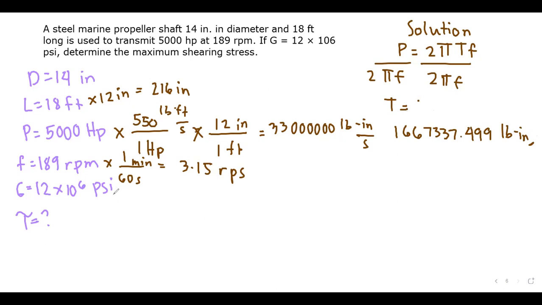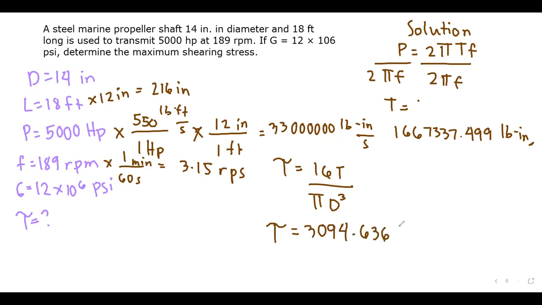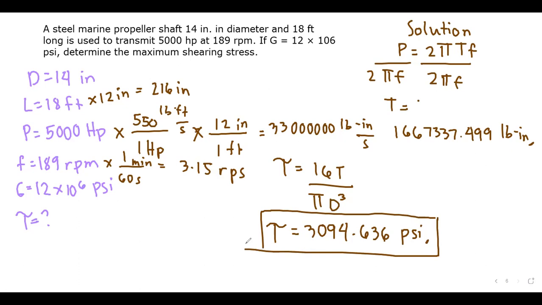Ano ba yung formula ng maximum shearing stress natin? So, technically guys, let's say na yung propeller shaft natin, hindi yung mismong propeller, okay? Yung shaft lang. Of course, yung propeller shaft natin is a solid cylindrical shaft. So, syempre, gamitin natin yung formula for solid. Okay? So, tau is equal to 16T over pi d cubed. So, tau is equal to 16 times our answer divided by 14 cubed times pi. So, we have tau is equal to 3094.636 PSI. Okay? So, ayan. Meron na tayong torsion.